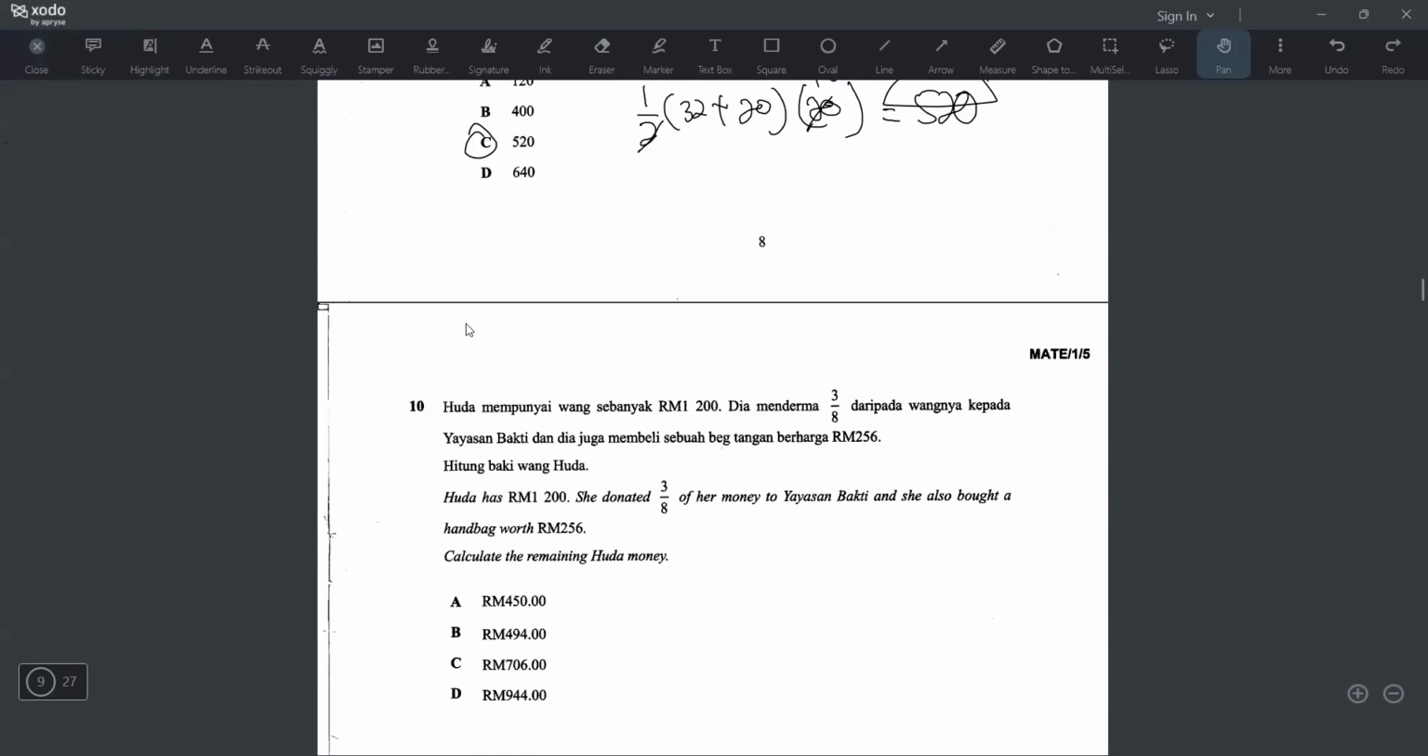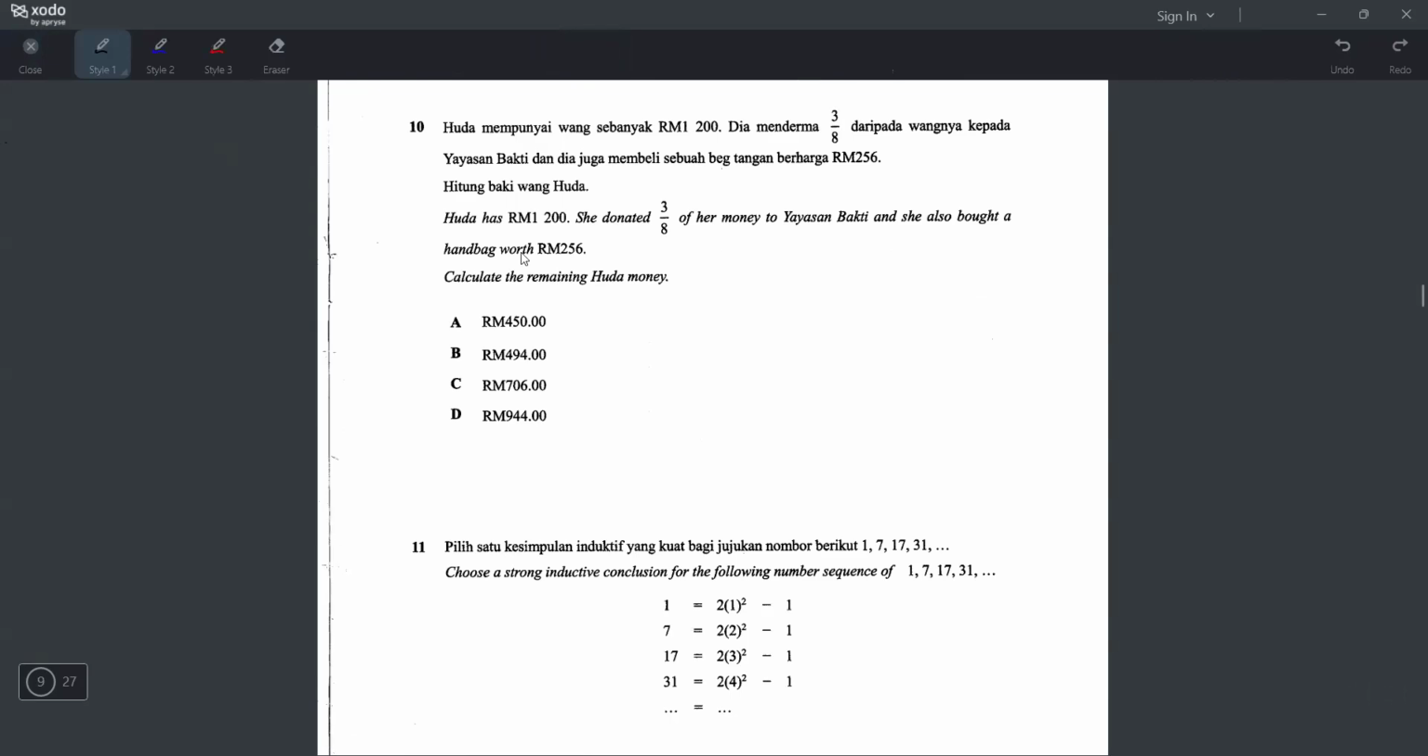Okay, so yeah. Continue with question number 10. Let's go. Huda has 1,200 ringgit. She donated 3/8 of her money to Yayasan Bhakti, and she also bought a handbag worth RM256. Calculate the remaining money of Huda. Okay, let's start. 1200. 3/8 of her money donated, right? So if I times 3/8, I will find out how much she donated, right?